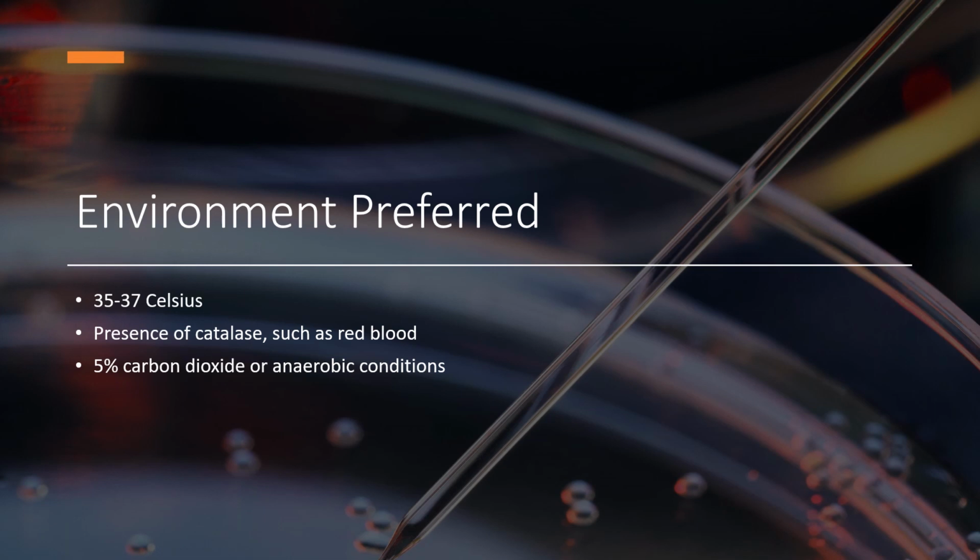Next, the preferred environment for this bacteria to grow in must include temperatures between 35 and 37 degrees Celsius, with slower growth at lower or higher temperatures. It must include a source of catalyst such as red blood. Growth can be further enhanced by increasing the carbon dioxide of the environment by 5% or putting it in anaerobic conditions.